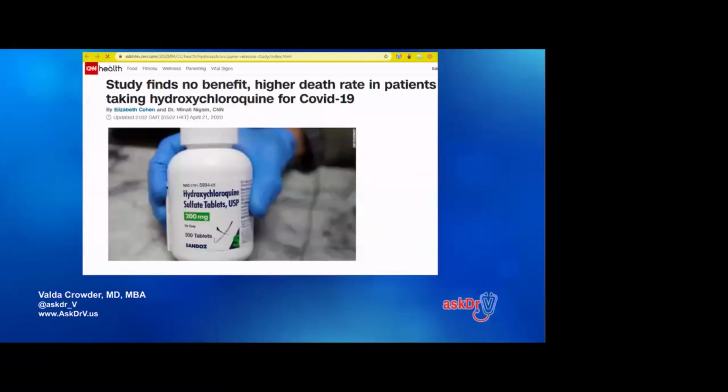I just added this, which was on the malaria drugs, where it shows that there's no benefit and there's also a higher death rate. So it actually causes harm. We're seeing these studies actually emergently being stopped.